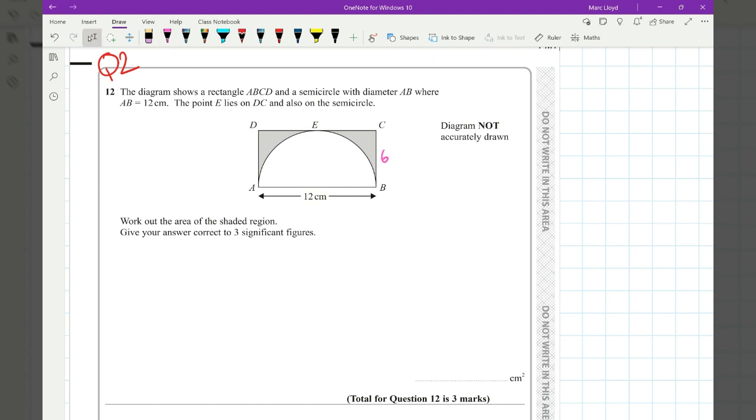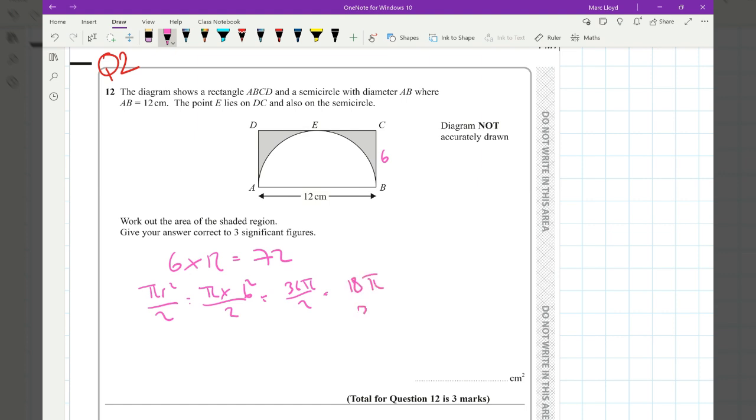So first thing we need is the rectangle. 6 times by 12 gives us 72. And then we're going to take away half the circle. So pi r squared divided by 2. Pi times by 36, or 6 squared. Shall we write it? We'll write 6 squared over 2. That makes 36 pi over 2, which makes 18 pi.